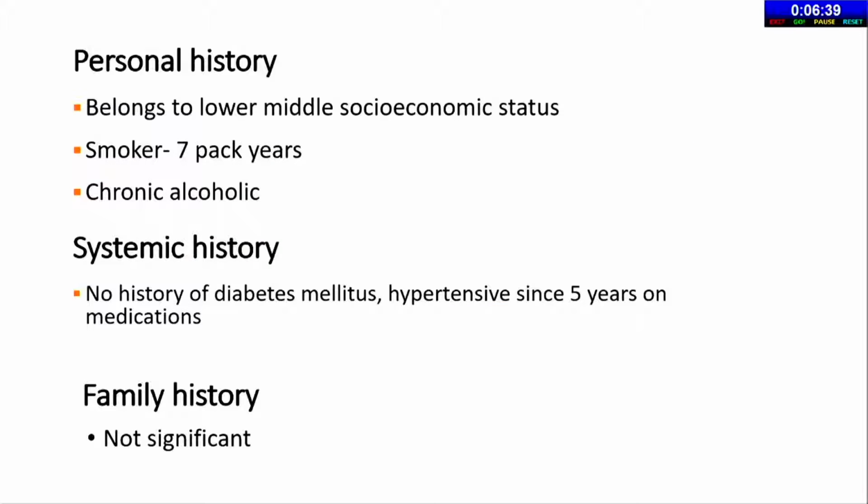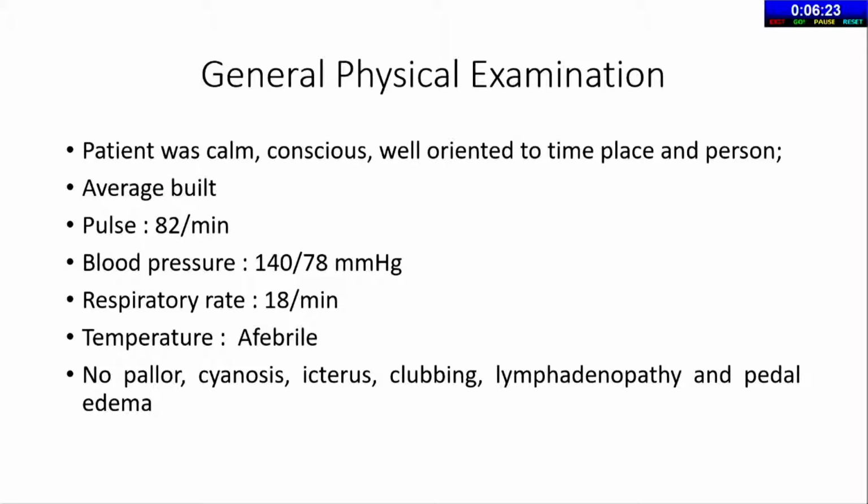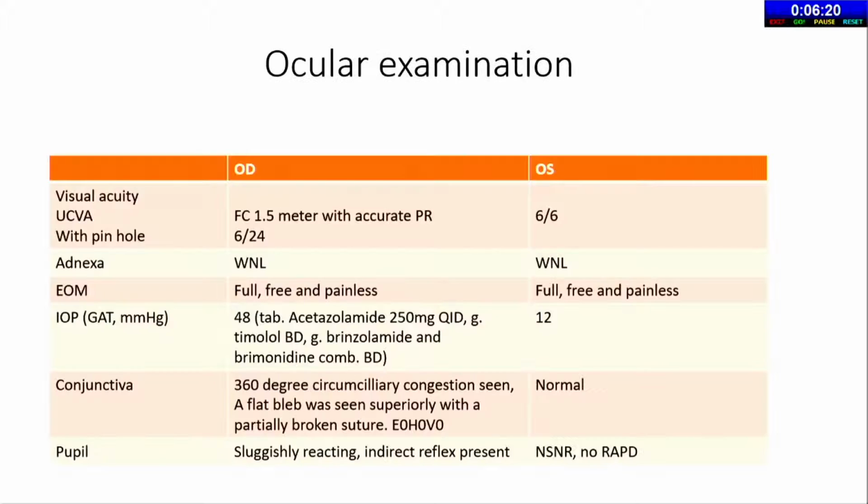Then the patient reported to our institute, and this is personal history, systemic history. The patient was hypertensive since 5 years, so this point has to be highlighted, because hypertensive patients are likely to have vascular occlusions. This is the general physical examination, nothing significant. Coming to ocular examination: uncorrected visual acuity, pinhole visual acuity, and best corrected visual acuity have to be written and told. Then in this patient, intraocular pressure is 48 millimeter mercury. Then you have to tell the type of tonometer, like this is with Goldmann applanation tonometer.